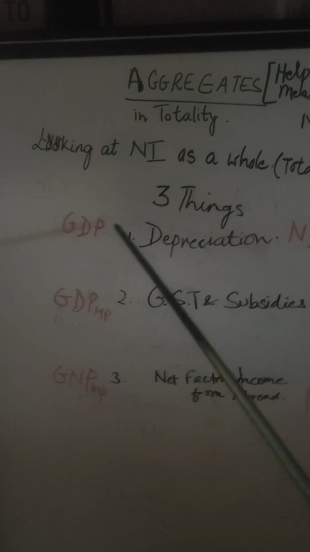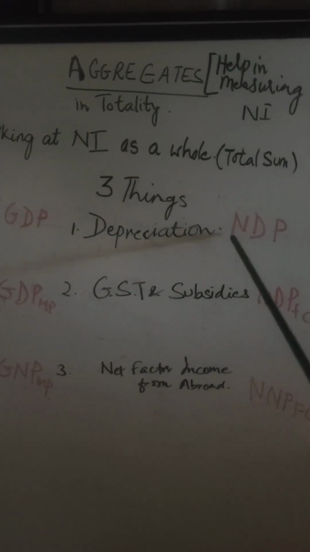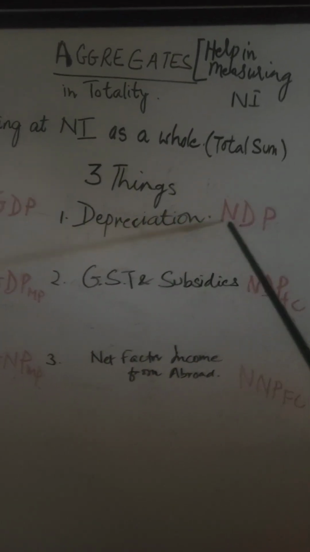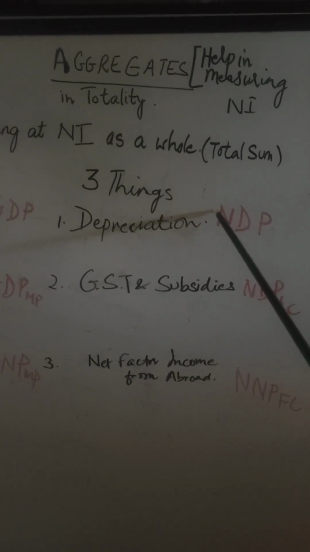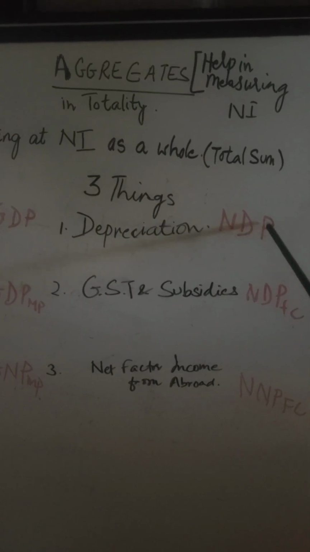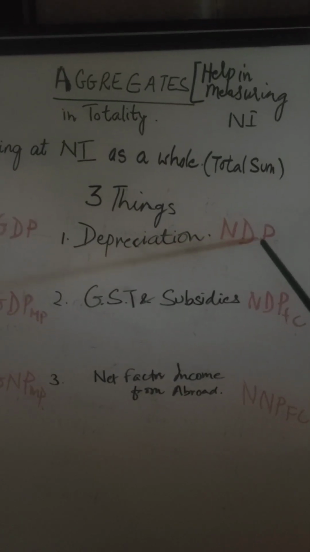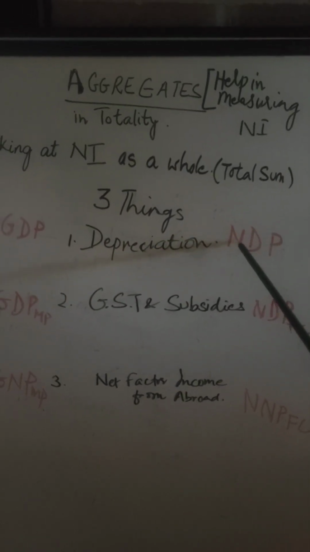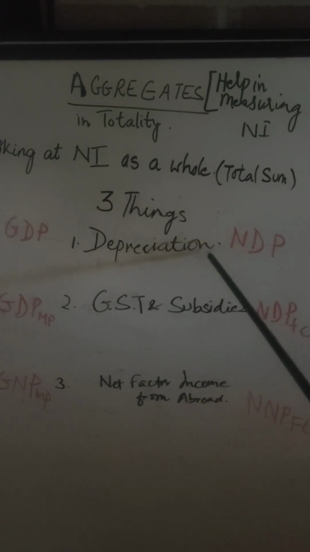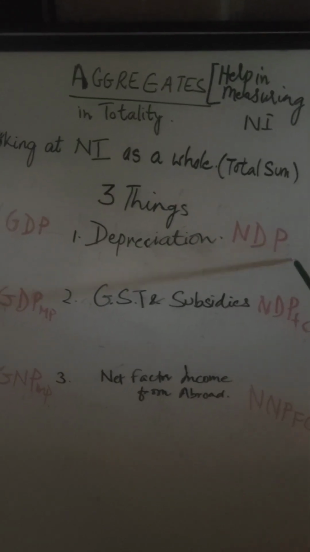But here the value of depreciation is added. So when depreciation is added in an aggregate, it becomes gross. And if the value of depreciation is not taken into account, then we call that particular aggregate net domestic product. That means the goods and services within the domestic territory of a country do not have the value of depreciation in them. So that becomes net domestic product.